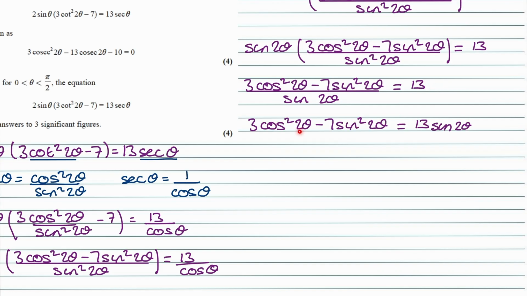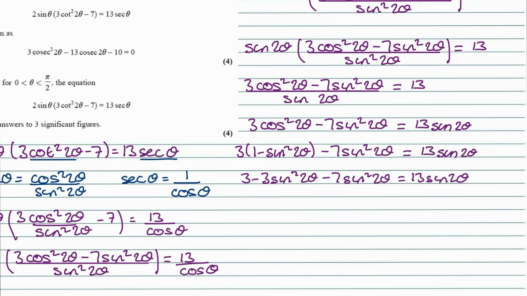So now we've got all 2 thetas. The problem we have now is we have a mixture of cos squared and sine squared. And we can use the Pythagorean identity to write this in terms of sine squared. So we have 3 multiplied by 1 minus sine squared. Now we can expand out these brackets. And then we'll collect these like terms, the sine squared 2 theta terms. And we can move this 13 sine 2 theta over to the left-hand side, so it all equals 0.